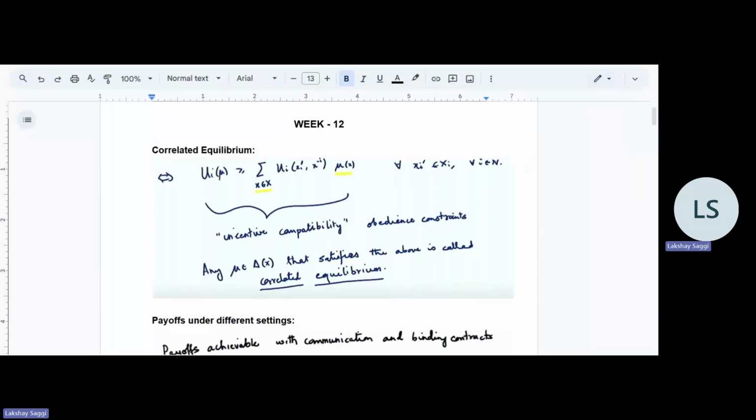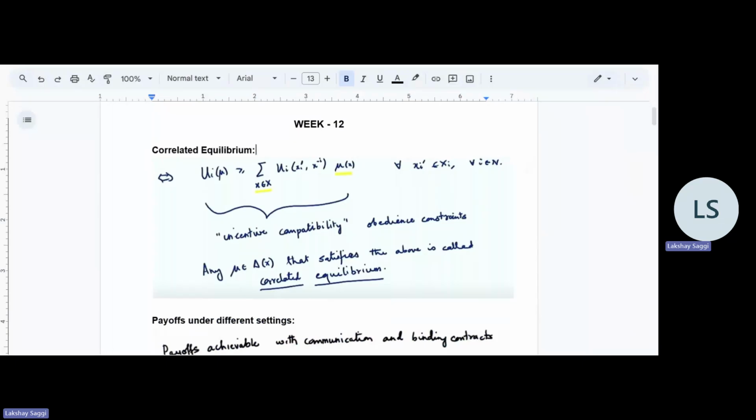Suppose in a game of two people, let's say the contract says that if Alice signs a contract, then she has to play up or something like that. But in non-binding contracts, even though Alice signs a contract, it doesn't really matter. Alice can actually play down also.